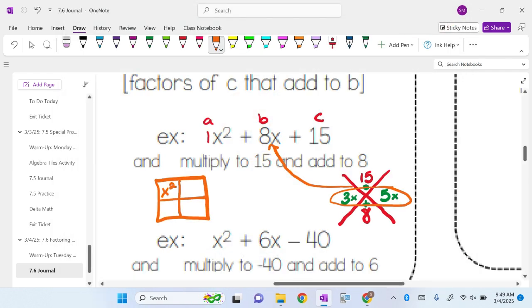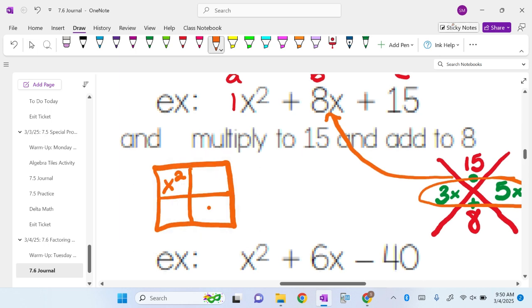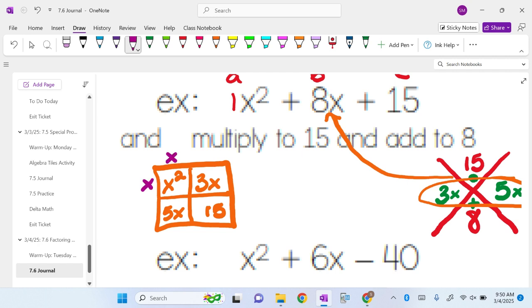So your x squared always goes in the top left corner. Your constant, or your 15, always goes in the bottom right. Then your 2 factors that you came up with can go in either other spot. It doesn't matter. You could have switched the places of the 3x and the 5x. It'd still give you the same thing. Now, what times what gives you x squared? X times x. So x goes here, x goes here.